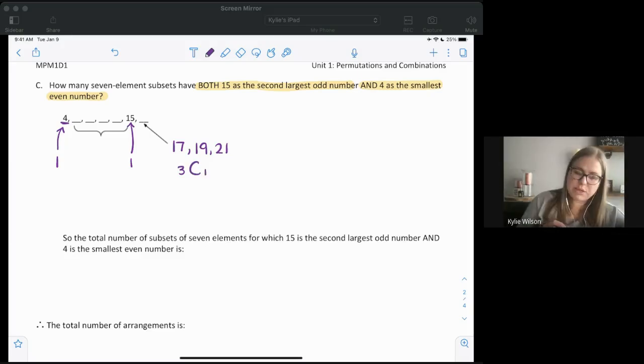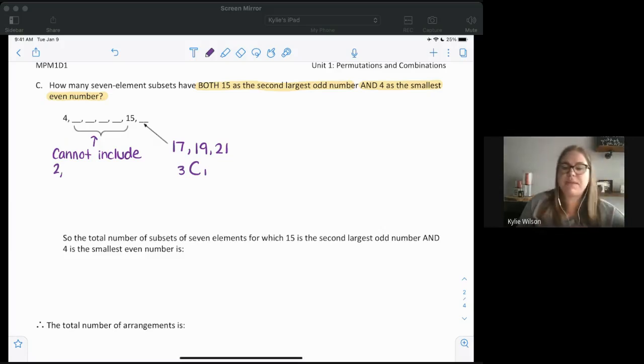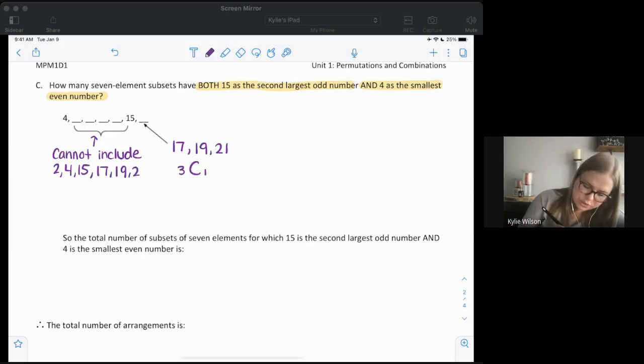Now for this middle bit. This middle bit does have some restrictions on it. This middle bit here cannot include 2 because 4 must be the smallest even number. It cannot include 4 because we've already accounted for 4. It can't include 15 because we've already accounted for 15. It can't include 17, 19, or 21 because we've already accounted for those.